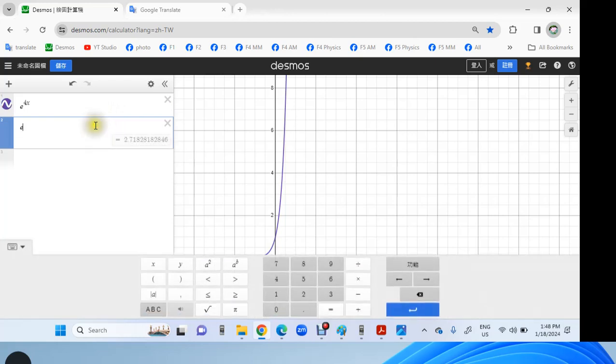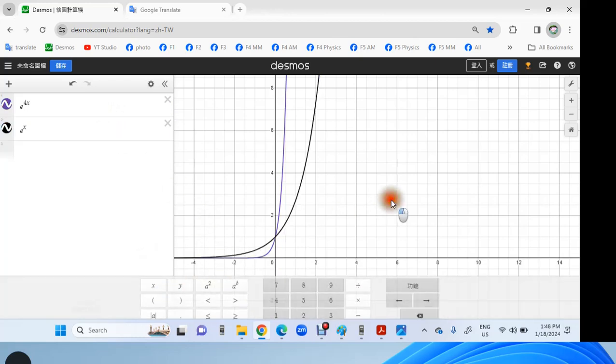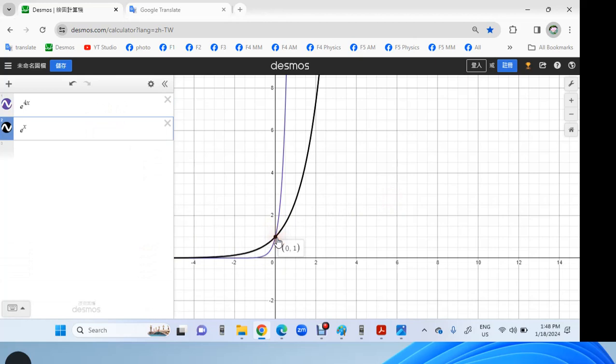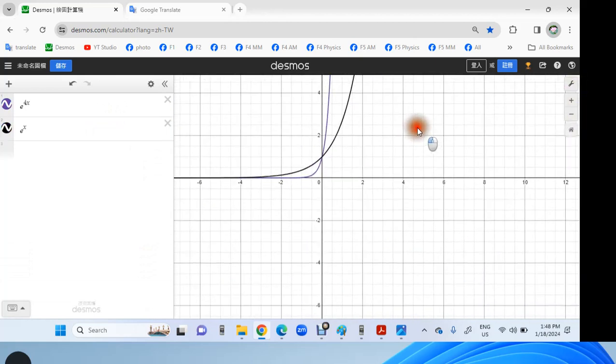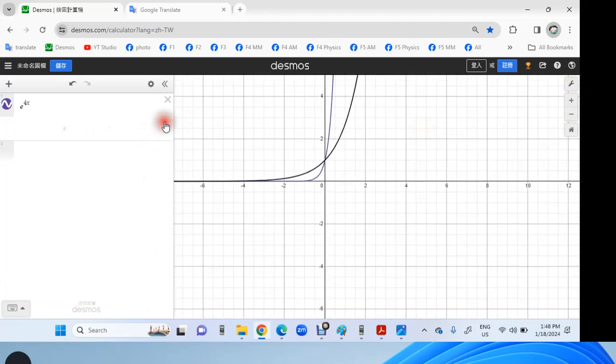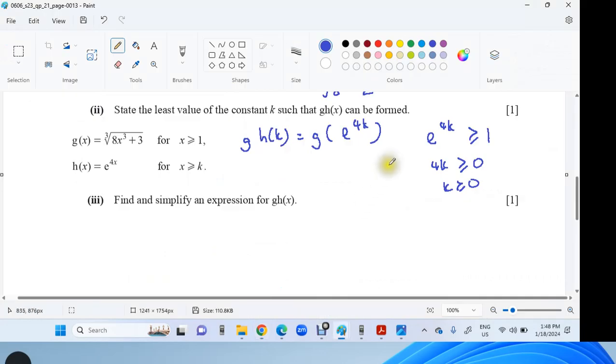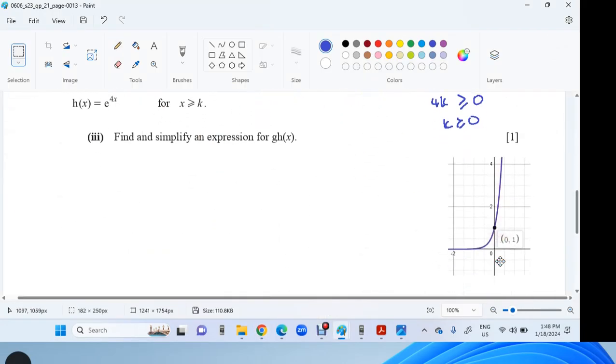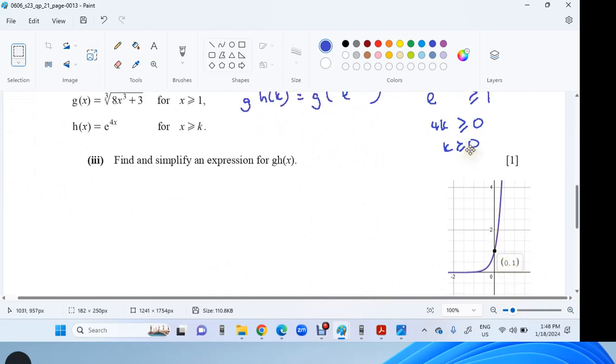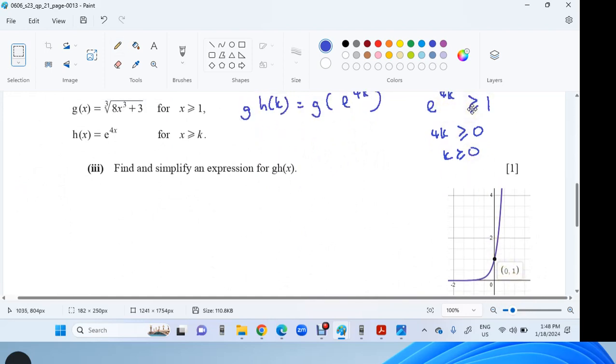Even with e to the power of x, the graph also looks like this. We have the point (0, 1) here. So I know the domain and codomain for the exponent. That's why I know that e to the power 4k is greater than or equal to 1 when the 4k here, the power, is greater than or equal to 0.